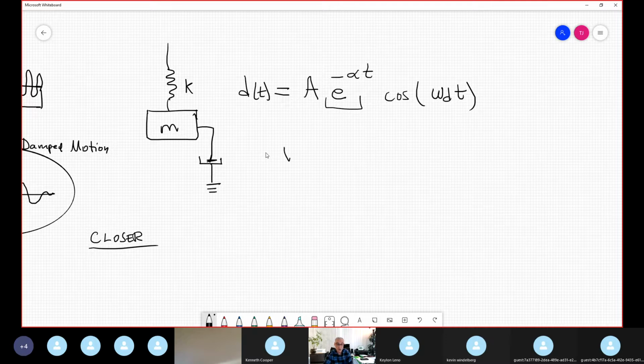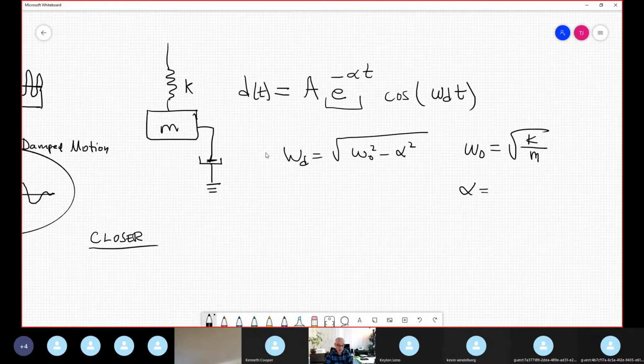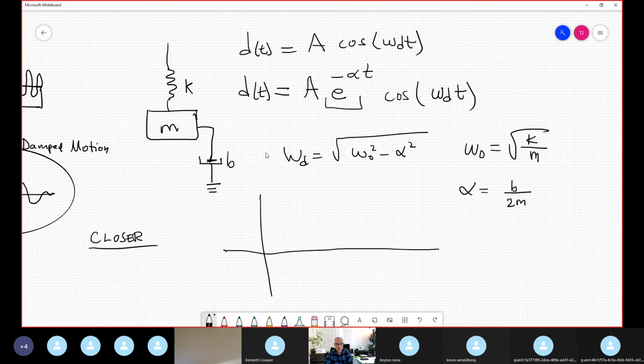Well, this is physics. Omega d is the square root of omega null squared minus alpha squared. Omega null is the square root of k over m, depending on the spring and the mass. And alpha depends on the damper, which is b divided by 2m, and b is the coefficient of the damper. That is the reason that, compared with harmonic motion, you see it has no exponential. It's like that, maybe cosine or maybe sine, depending. Harmonic motion looks like that, for example, nice. And damping, no. Damping stays here.